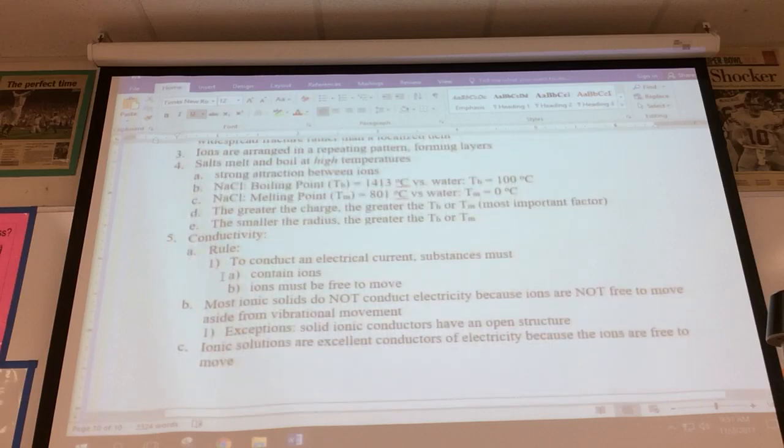They also got into conductivity. In order for a substance to conduct electricity, it must contain ions, and the ions must be able to move freely. And while in a solid you do have ions, the ions are unable to move freely unless the solid is dissolved in water to generate an aqueous substance.